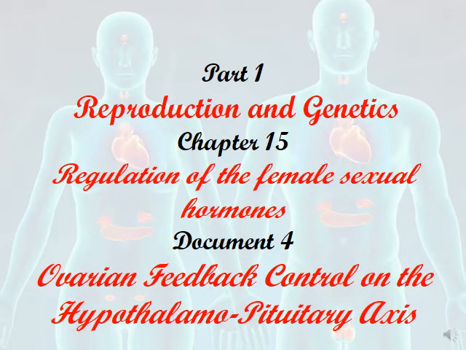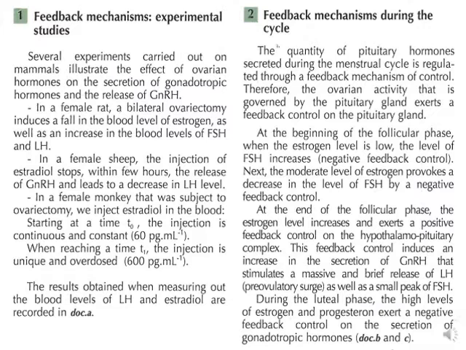Now we move to chapter 15, document 4, the ovarian feedback control on the hypothalamo-pituitary axis. Moving to the feedback mechanism through the experimental studies. Several experiments carried out on mammals will illustrate the effect of ovarian hormones on the secretion of gonadotropic hormones and the release of GnRH, gonadotropin releasing hormone.